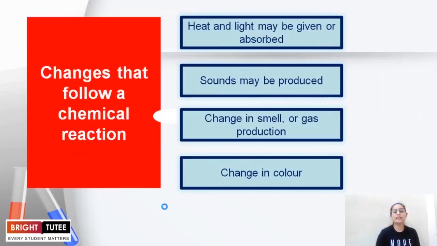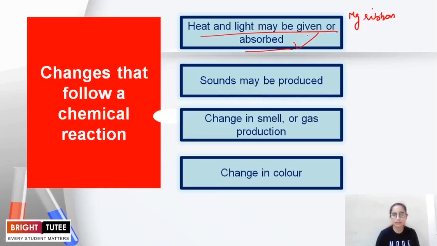Then, changes that follow a chemical reaction. What might also happen when a chemical reaction is occurring? Heat and light may be given or absorbed. In the case of burning of magnesium ribbon, what did you see? You saw that it was burning with a dazzling white flame, right? It had a very bright flame. So light was being released. Heat was also being released. So these are some changes that occur during a chemical reaction, right?